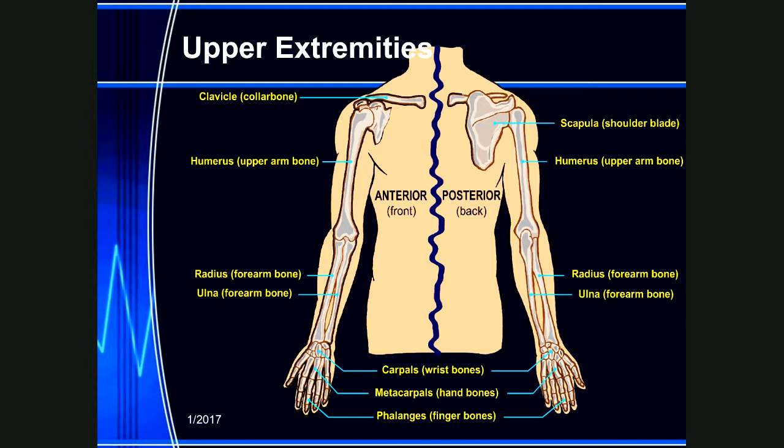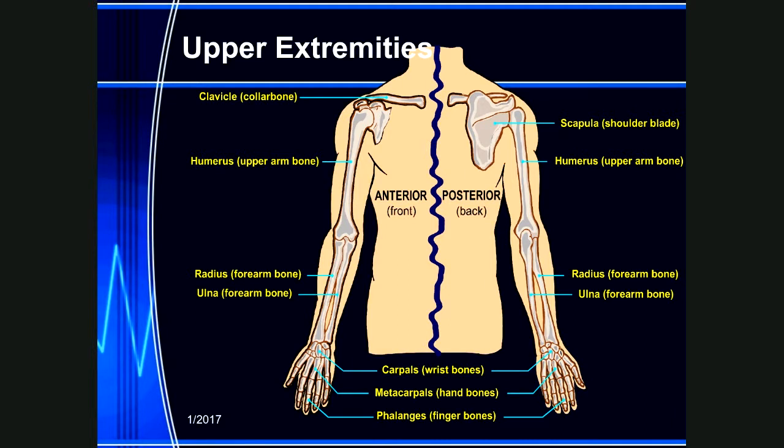The clavicle, the scapula, and the humerus make up the shoulder girdle. The clavicle, or the collarbone, is located anteriorly, and the scapula is located posteriorly. The acromion process is the highest portion of the scapula and felt just behind the distal end of the collarbone. Between the shoulder and the elbow is the humerus.